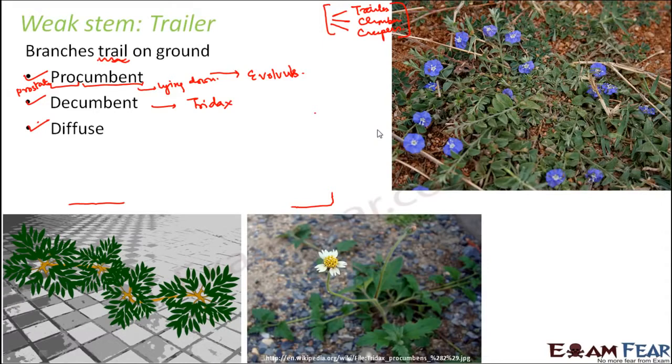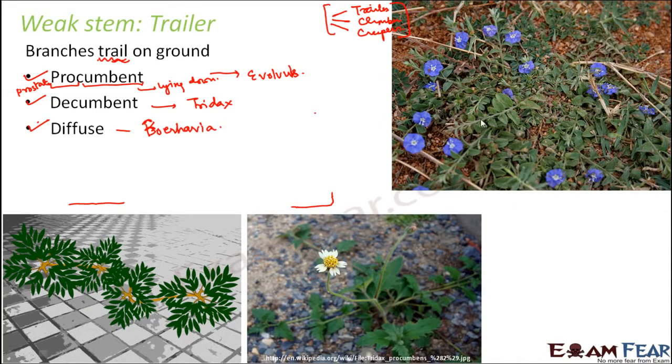So these are basically stems with branches spreading out in all directions. So the branches will spread out in all different directions. One example of a diffuse trailer would be Boerhavia. Boerhavia is one example of stems with branches spreading out in all directions. Here you can see these are the stems, which are also trailing on the ground. I mean, they are not exactly rising vertically upwards.